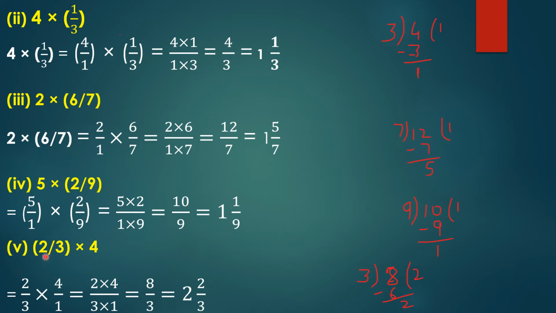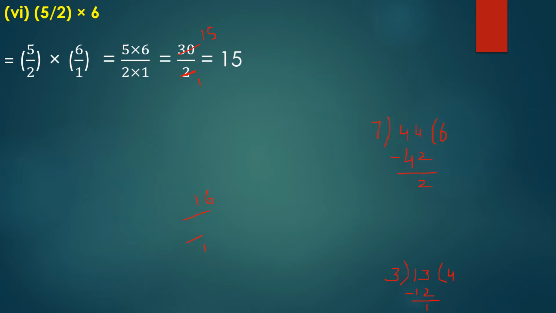And the next question is 2 by 3 into 4. 2 by 3 into 4, where 4 will become 4 by 1. Now multiply the numerator and denominator separately. Therefore 2 into 4 divided by 3 into 1, which is equal to 8 by 3, because 2 4s are 8. 8 by 3 can be written as 2 2 by 3, because 3 2s are 6, 6 plus 2 is 8, so 8 by 3. So 2 2 by 3 is the mixed fraction for 8 by 3.